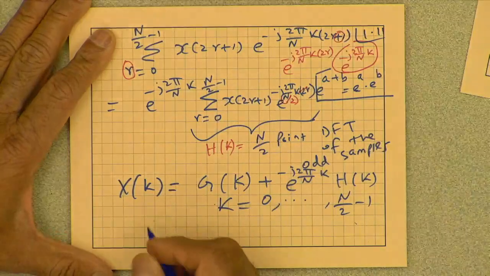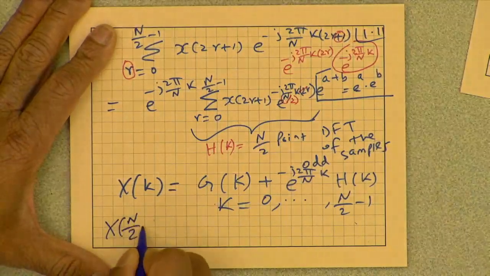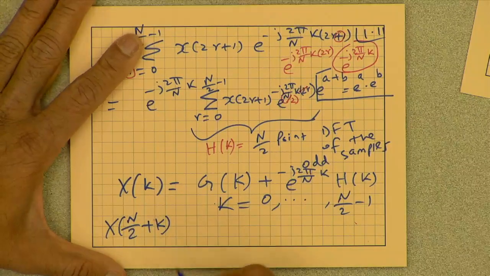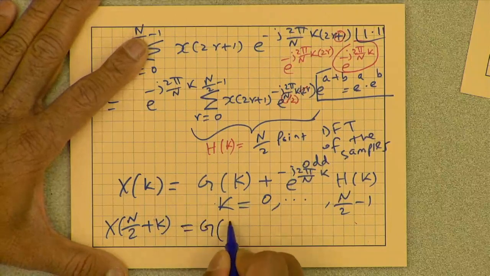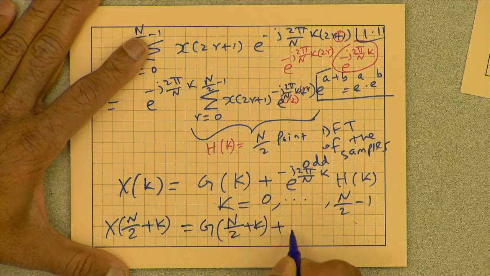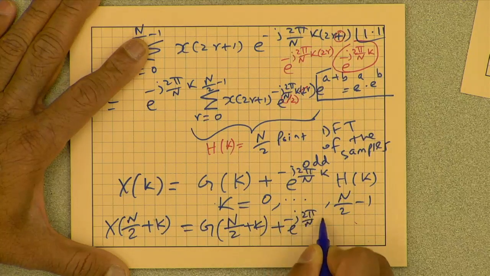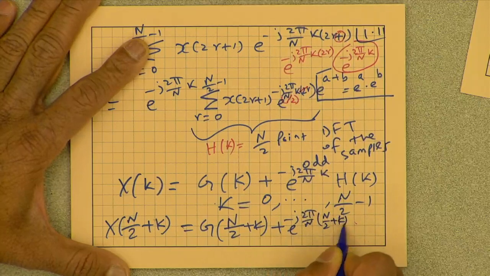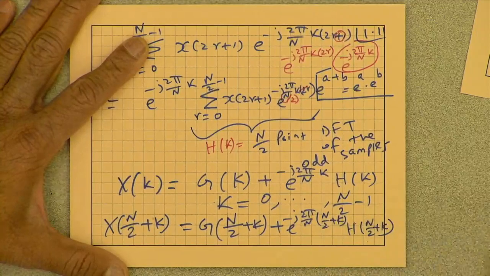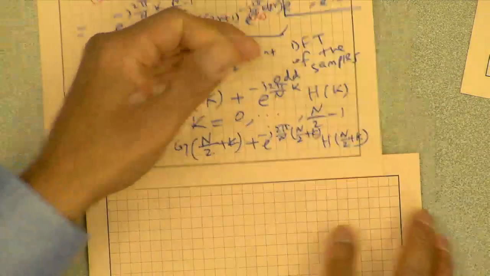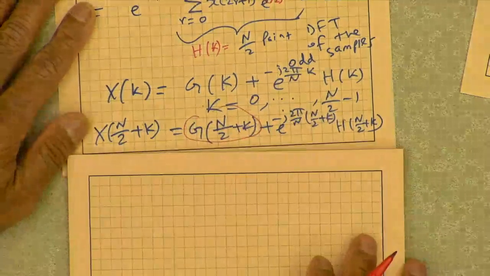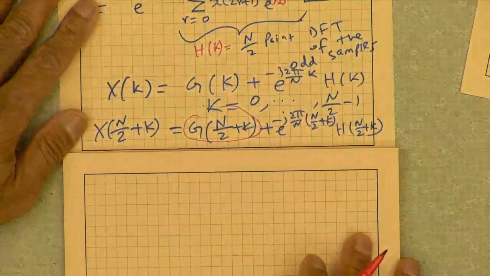Okay, so I can compute x[n/2 + k]. So let's say that I want to compute x[n/2 + k]. That will be g[n/2 + k] plus e to the power minus j 2 pi over n times (n/2 + k) times h[n/2 + k]. Any thoughts about what is this quantity? Any volunteers?